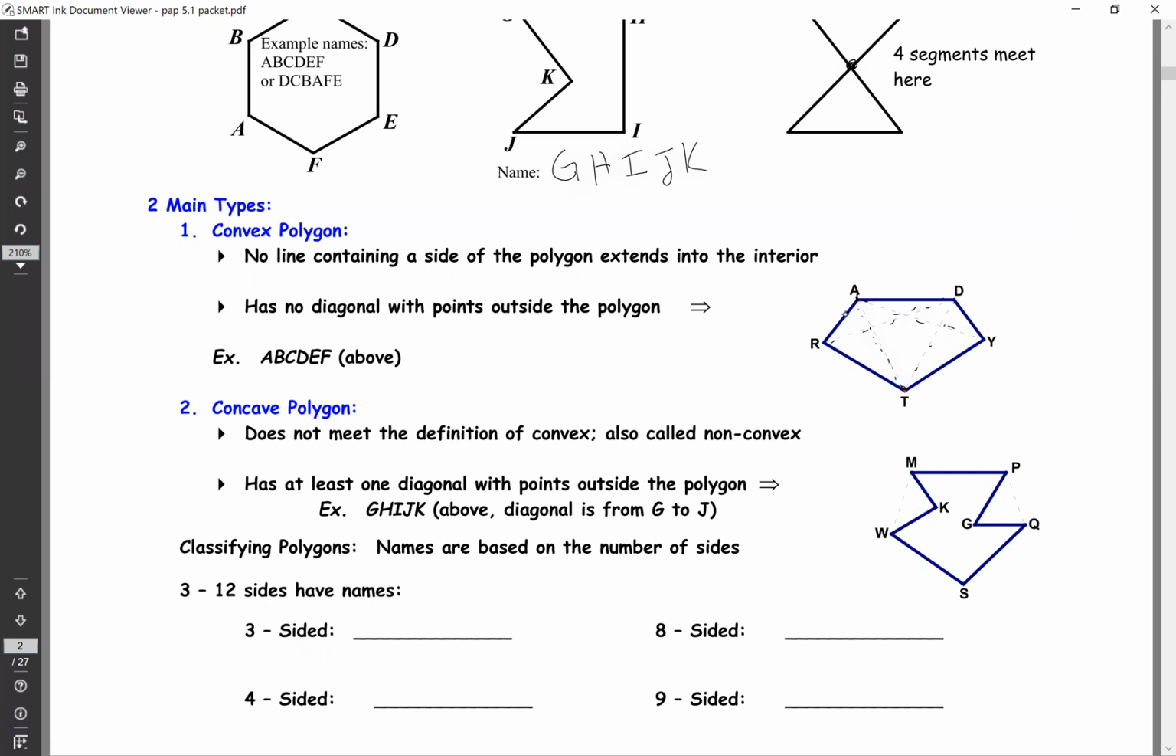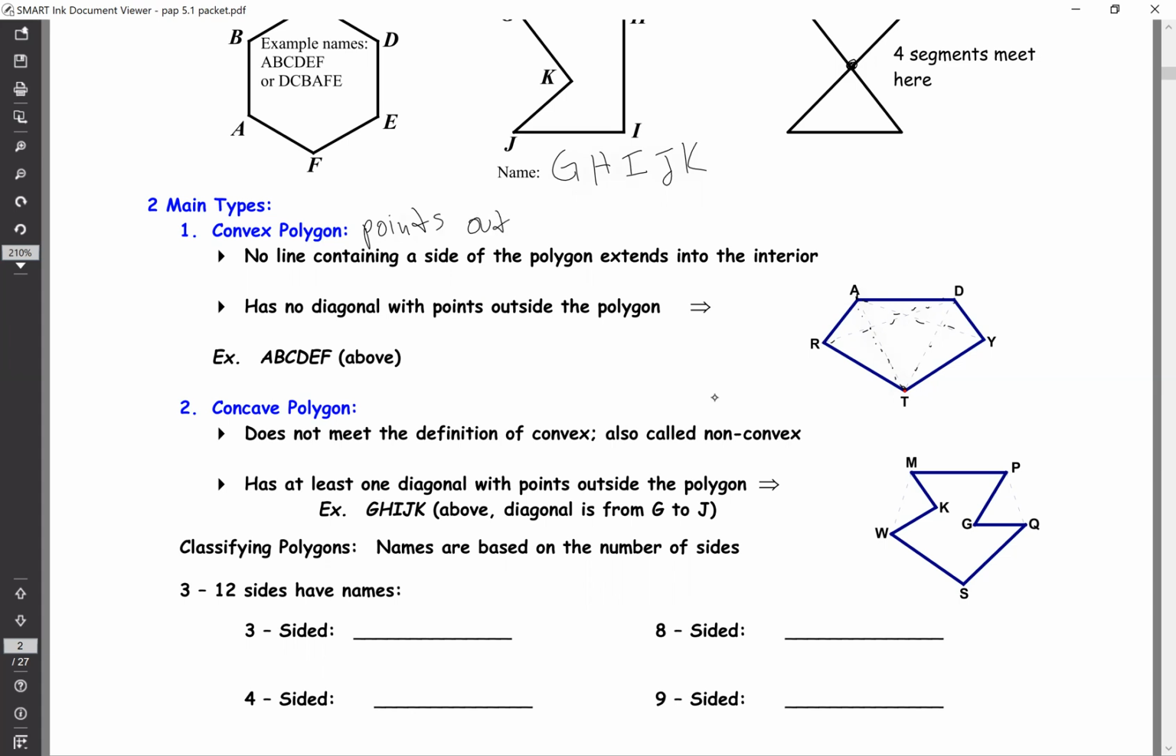And a diagonal is also not from a point to the point right next to it. You have to skip at least a point. So I could go from A to T, but not A to R. So AR would not be a diagonal, but AT would be. So basically, I like to think of convex polygons as all the points go out.